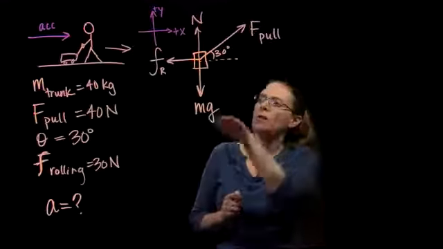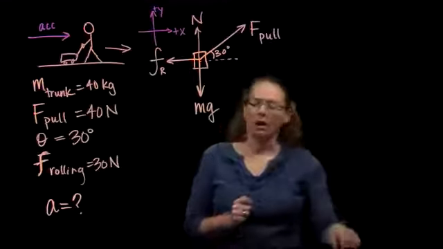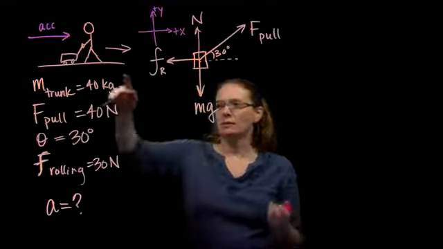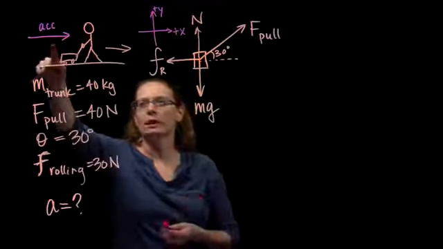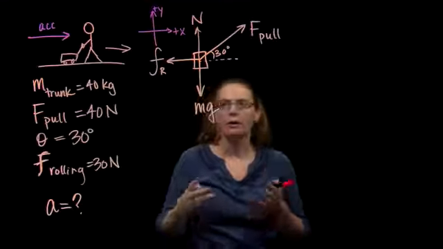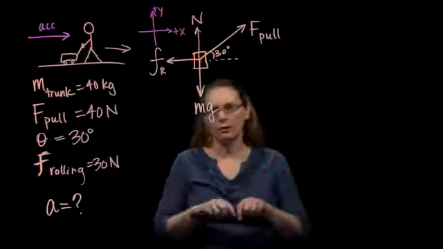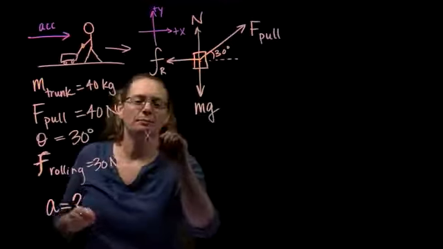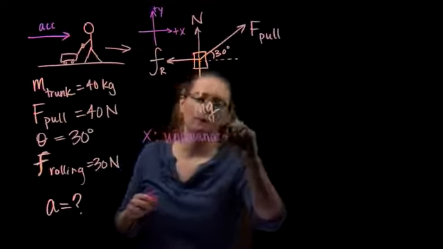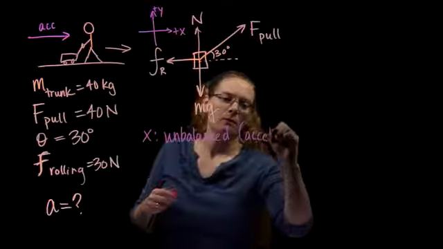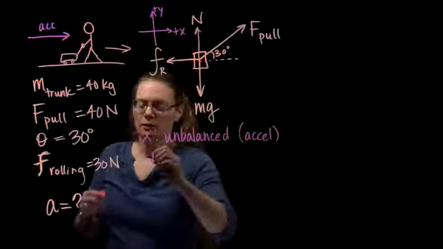So I've got my horizontal x direction. Are the forces balanced or unbalanced? Well, I just said that there's acceleration in the x direction. So if there's acceleration, we must have unbalanced forces. So in the x direction, the forces are unbalanced because we have acceleration. In the y direction, what's going on in the y direction?